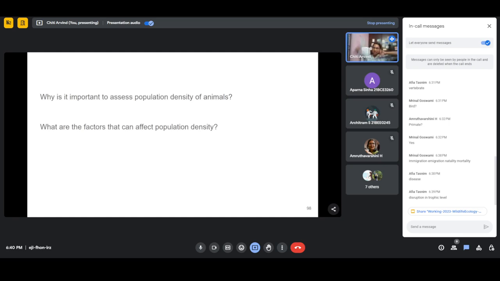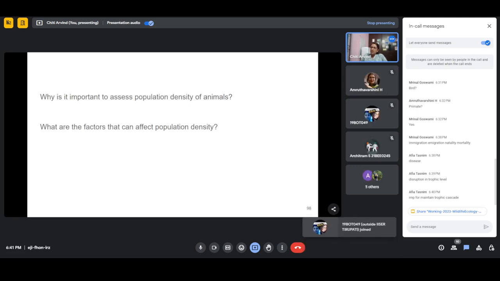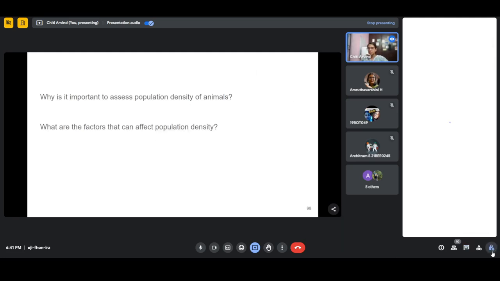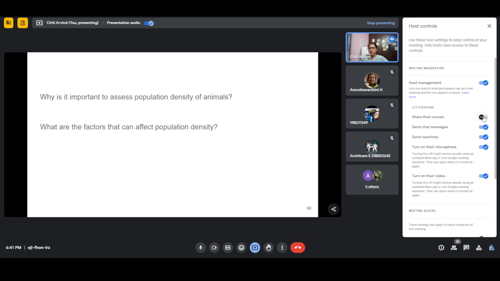So each organism has some role that they play in the environment, right? Do you agree on that? Disagree on that? Yes, no? Important for maintaining trophic cascade? Yes, correct. So when you are removing an apex predator such as a tiger from an environment, it becomes really difficult to control the prey species, right? So that becomes a very important thing.